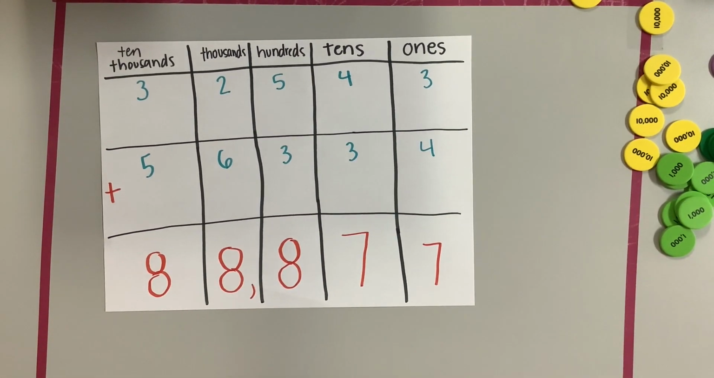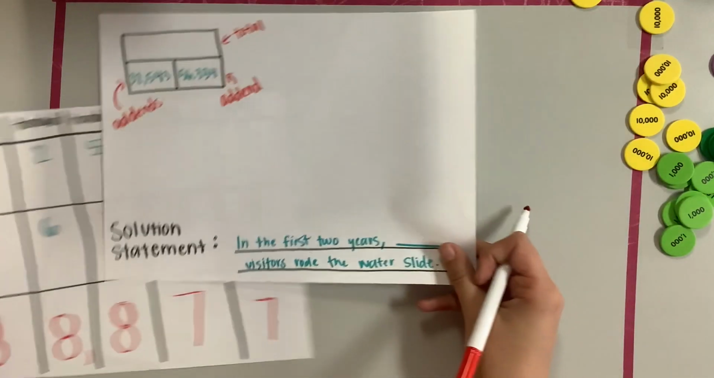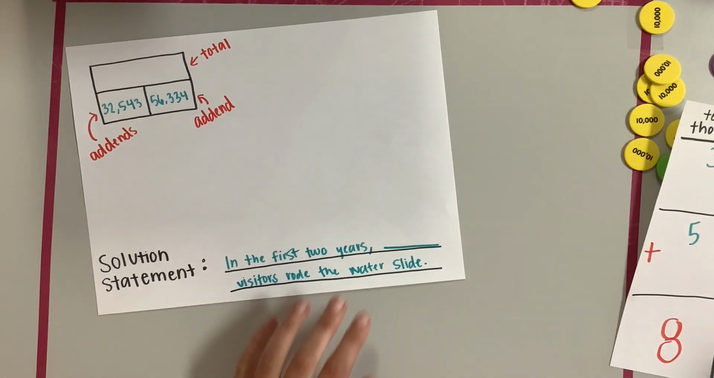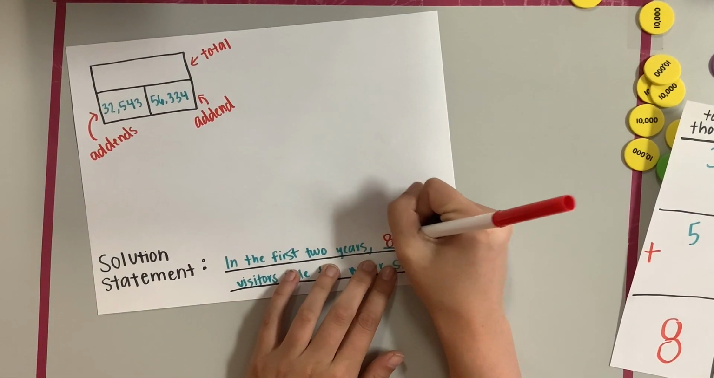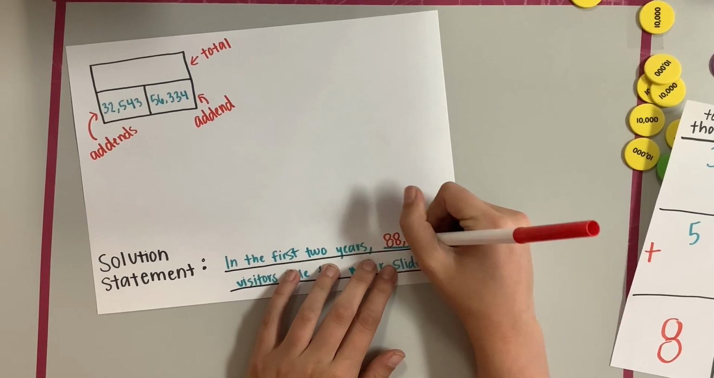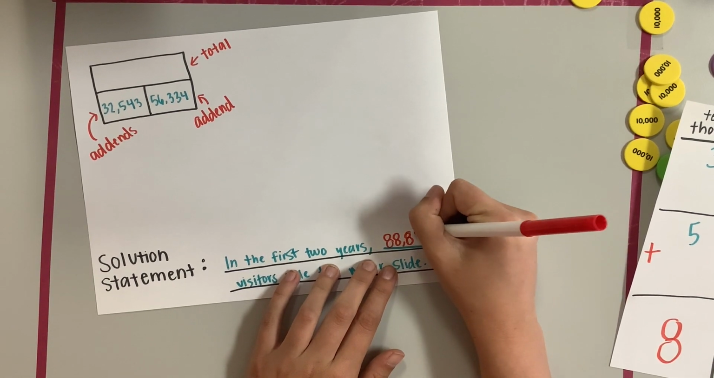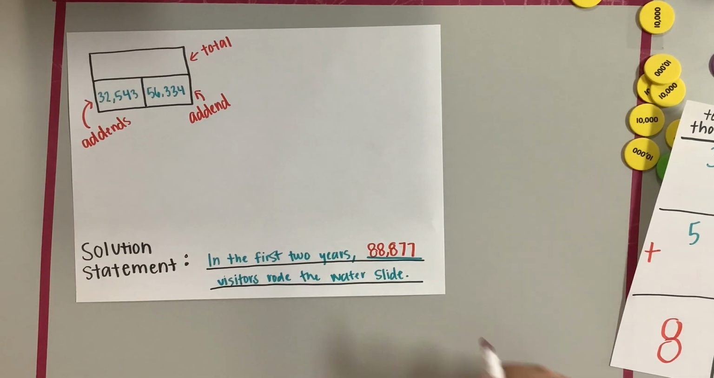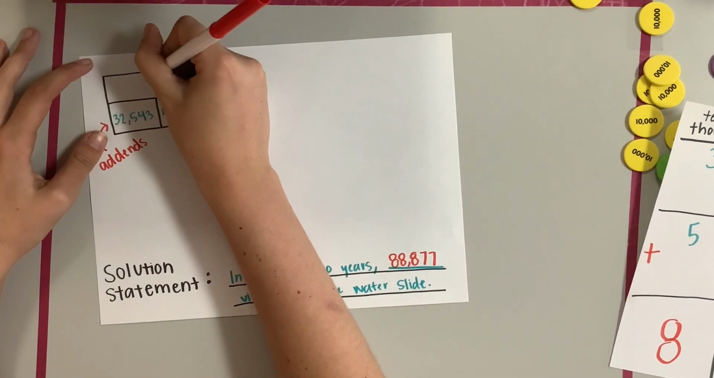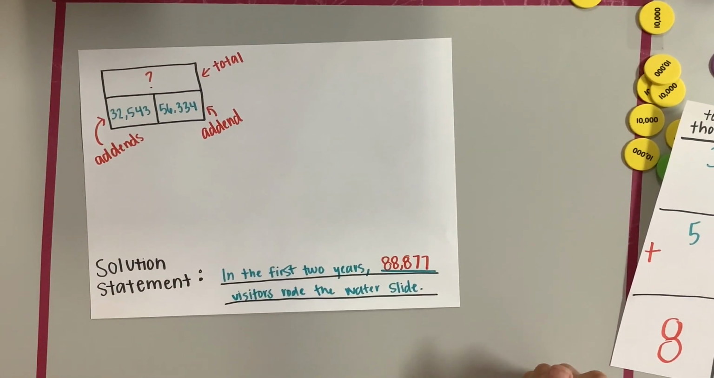I know that in the first 2 years, 88,877 visitors rode the water slide. So that was the missing piece that I found.